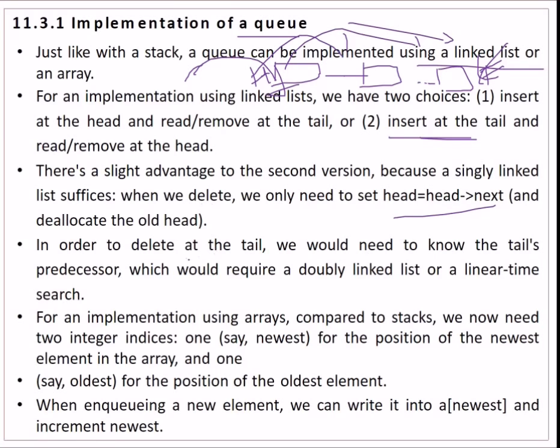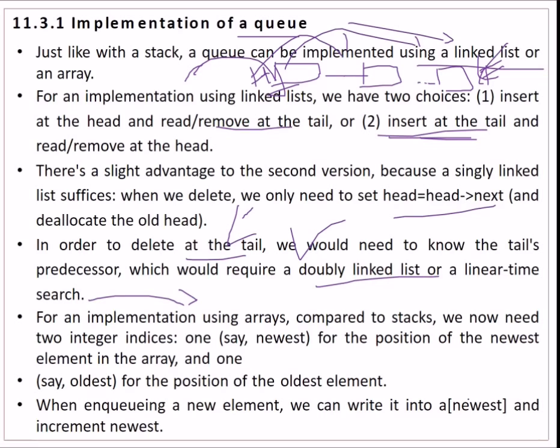In order to delete at the tail, we would need to know the tail's predecessor. So we would require a doubly linked list or a linear time search. A linked list is okay for both purposes, singly or doubly, but for the implementation using arrays, it is different.